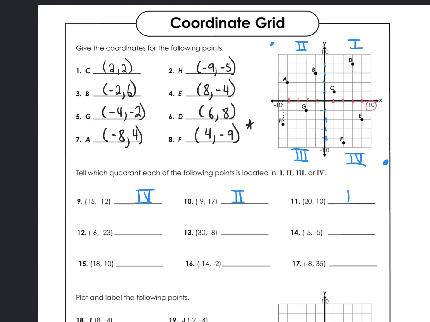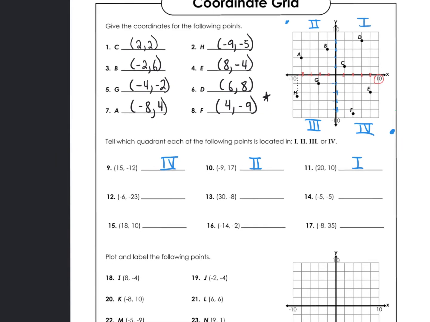11, positive and positive is quadrant 1. Negative and negative is quadrant 3. Positive and then negative is going to be quadrant 4. Negative and negative we know is quadrant 3. Positive and positive, quadrant 1. Negative and negative, quadrant 3. And what did you get for number 17 here? What quadrant is that in? You should have gotten, since it was a negative and a positive, quadrant 2.